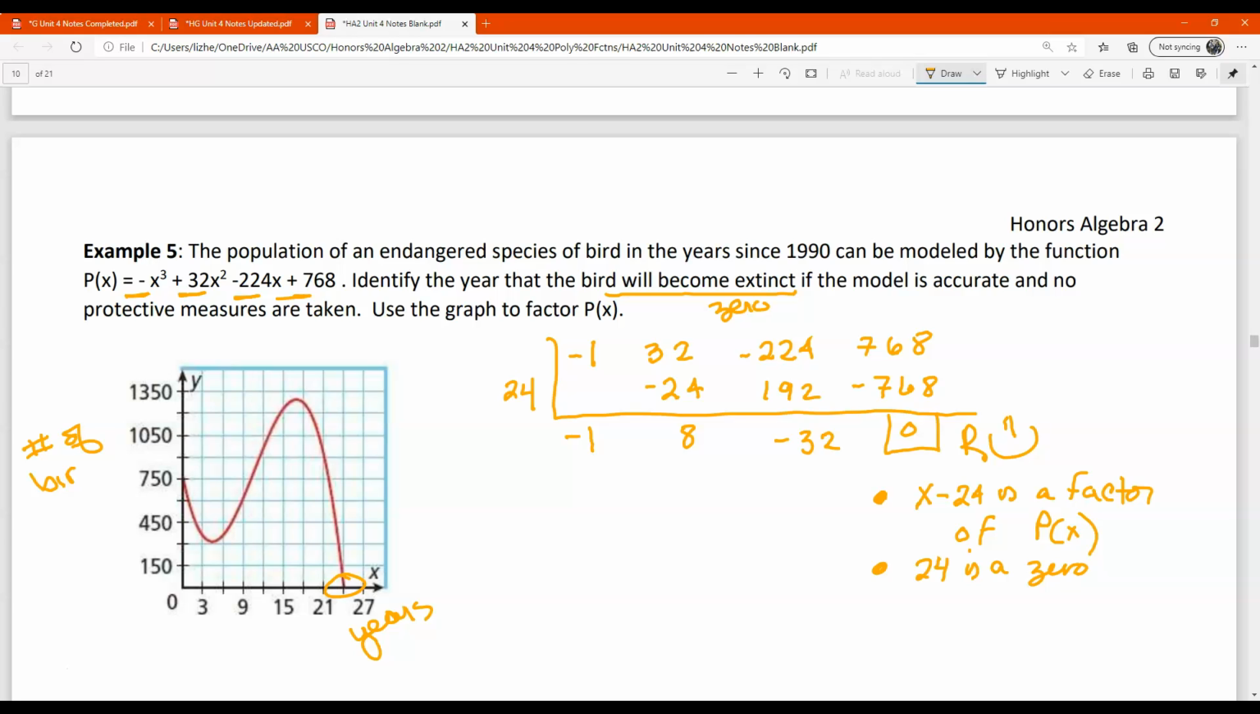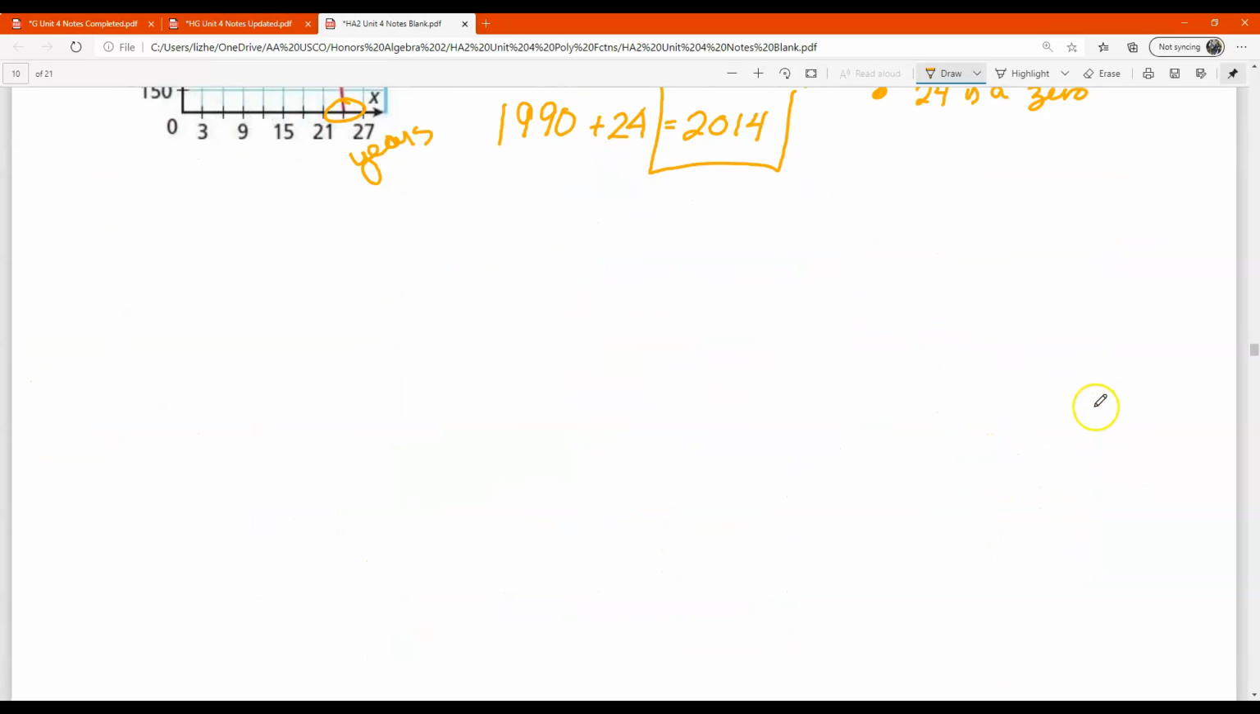So it says identify the year that the bird will become extinct. So it will become extinct in 24 years. Well, when did we start this? We started this in 1990. So if we start in 1990 and then 24 years later we're extinct, that's 2014. So in other words, this bird is already gone. Okay. I think that's it.